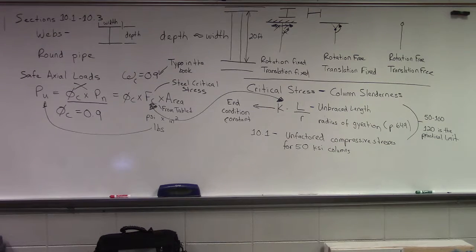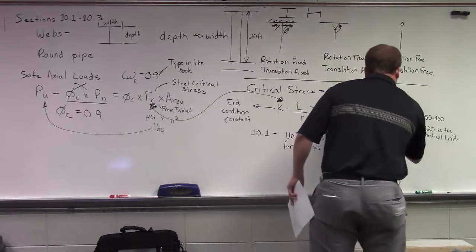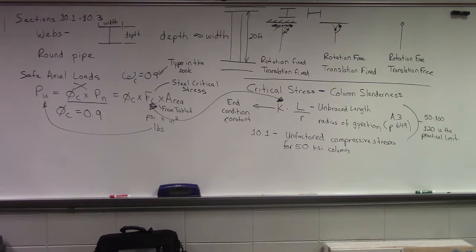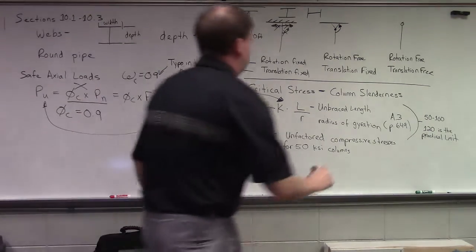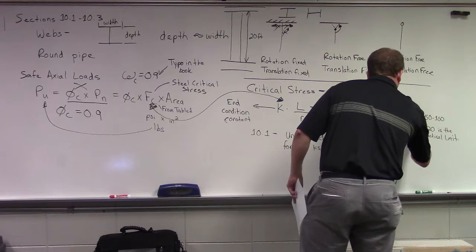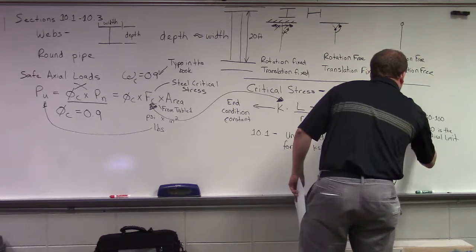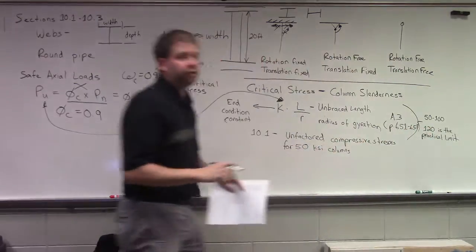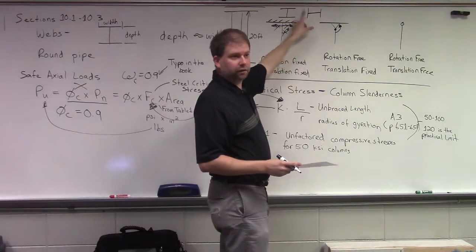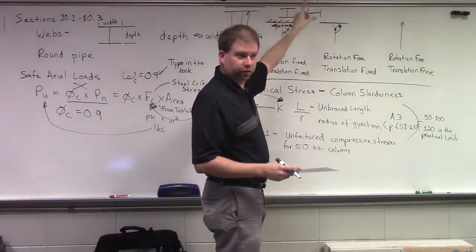Okay, here we are. So then you need to go back to A.3, which is not page 649, it is 651. And that gives you R. It gives you two R's. There's an R sub X and an R sub Y, so it's going to depend on which axis you're looking at.